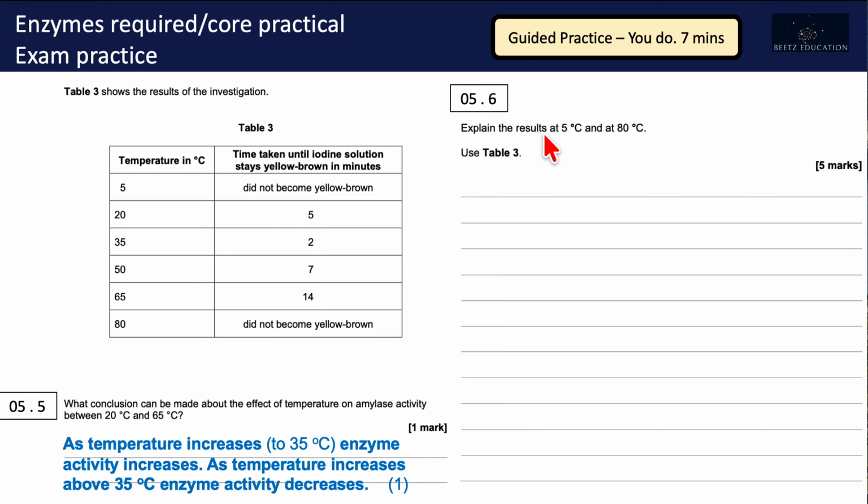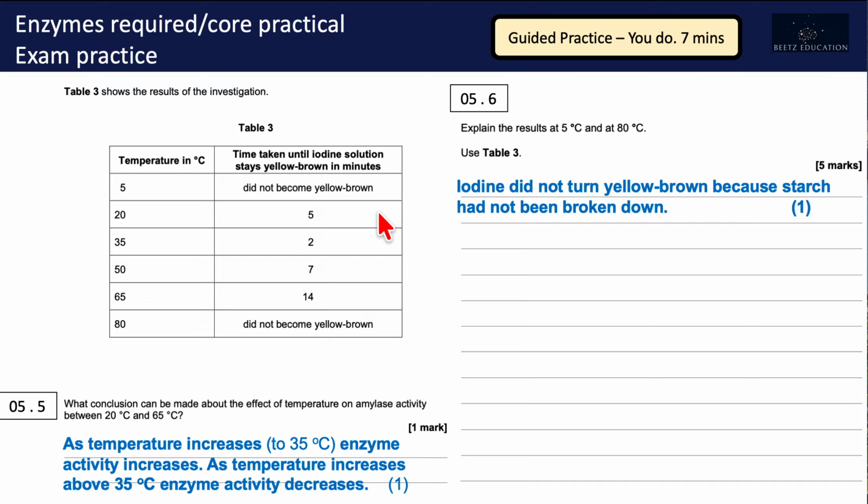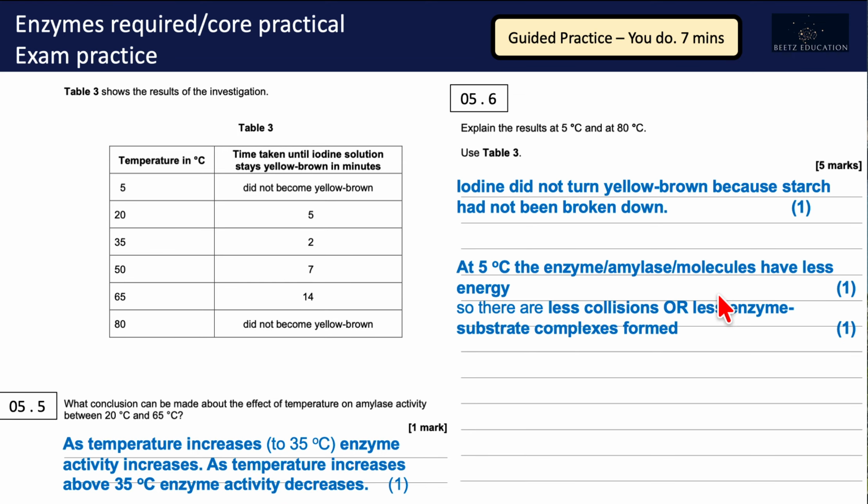Final question, explaining the results at 5 degrees centigrade and 80 degrees centigrade. Well, in both cases, the iodine did not become yellow-brown. We can assume it's stayed black. So, starch had not been broken down. Why? Well, at 5 degrees centigrade, which is obviously a very low temperature, the enzyme or amylase molecules have got less energy. So there'll be less collisions, or you could say less enzyme substrate complexes are formed. Okay, that's the combination of the enzyme and the substrate when they lock together. 3 marks so far.